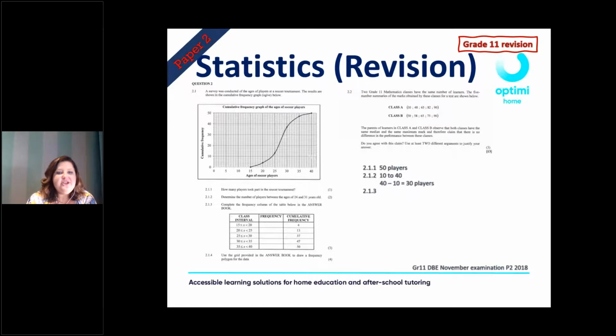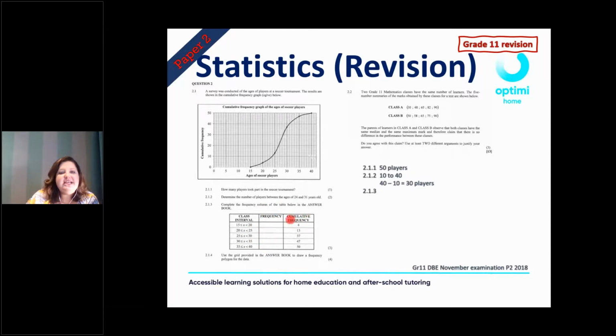2.3 says complete the frequency column of the table below in the answer book. So there will be an answer book for you, I didn't add it yet. You can either look at this cumulative frequency graph, or this table gives you enough information to complete this by itself.